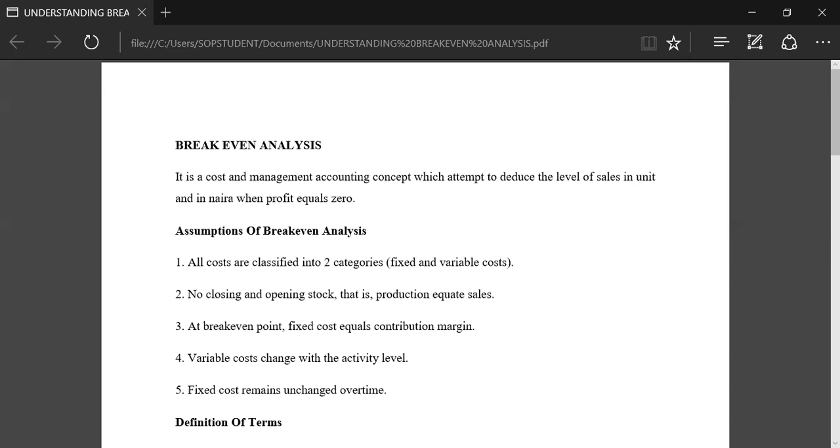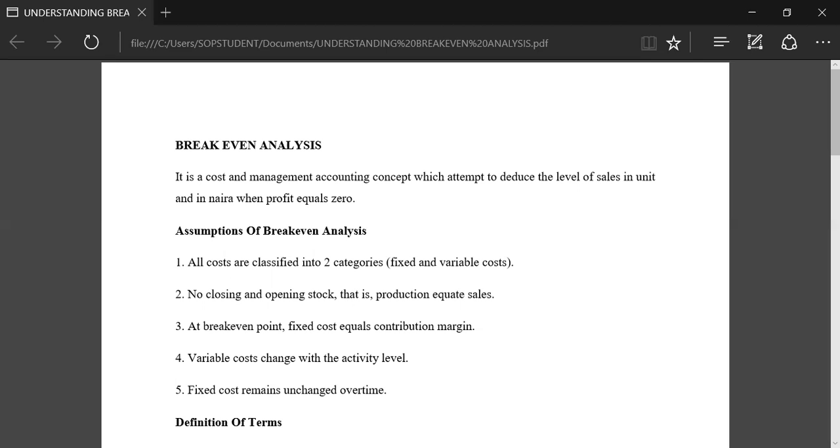Break-even analysis is a cost and management accounting concept that tries to deduce the level of sales in units and naira when profit equals zero. In other words, break-even analysis is a concept that tries to explain the level of sales that is required for a company to achieve break even.